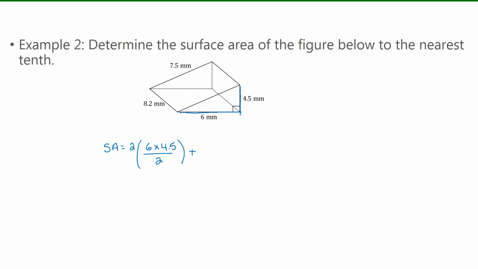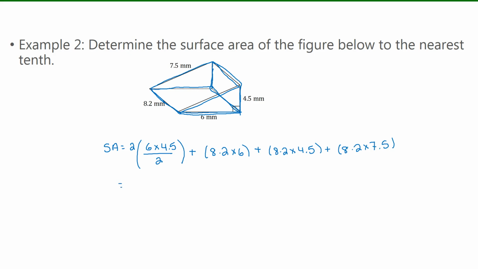Now I need to add the 3 rectangles. So let's look at this bottom rectangle here. The dimensions of this are 8.2 times 6. Then looking at this rectangle here, we get 8.2 times 4.5. Then this rectangle here, one that's like on the slant, is 8.2 times 7.5.